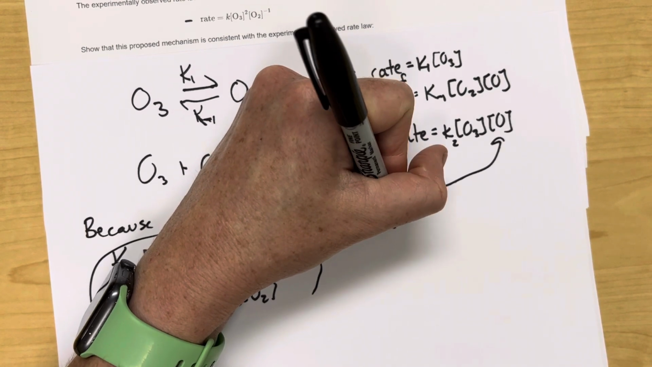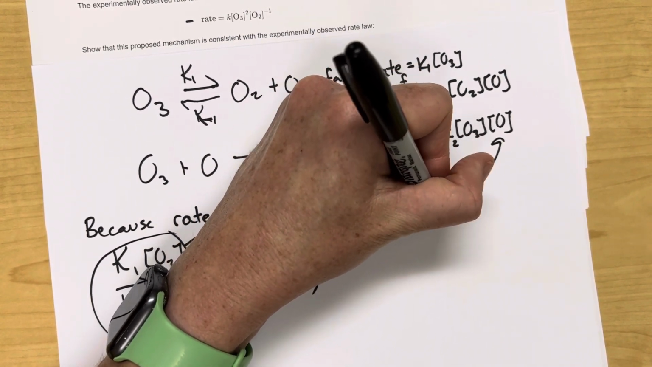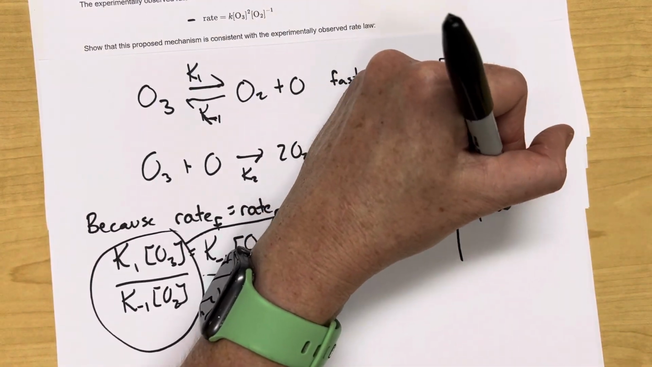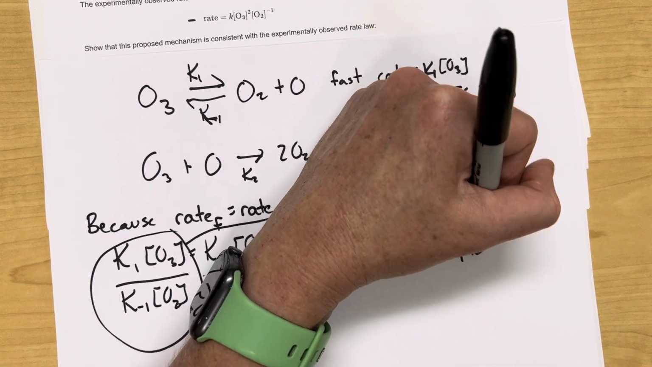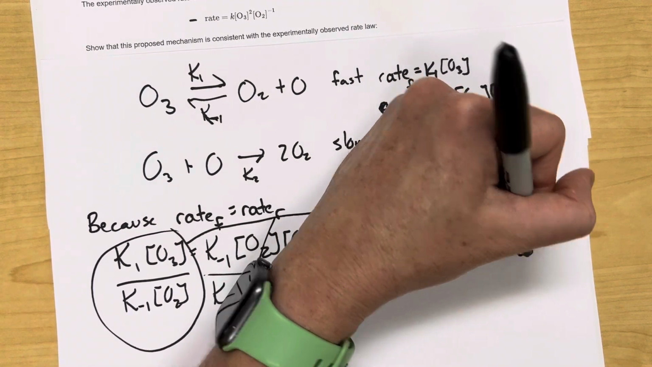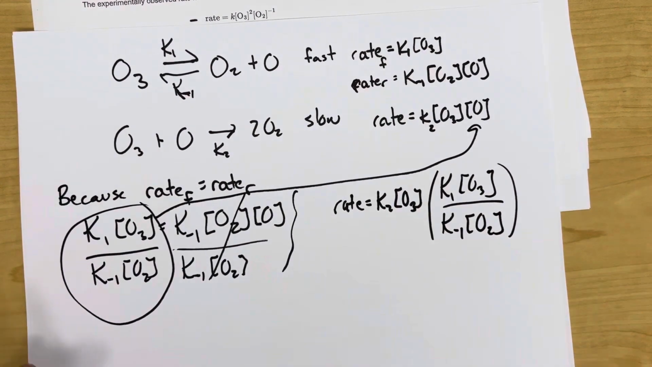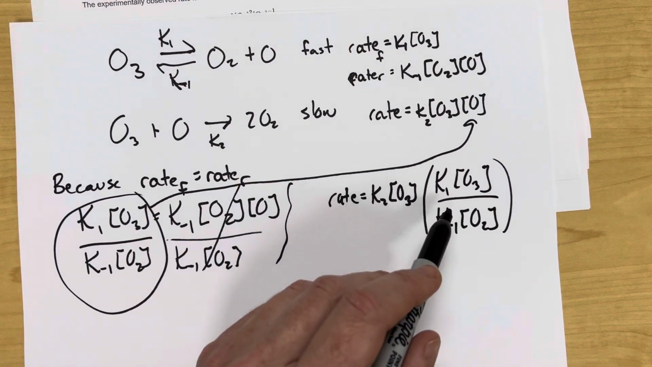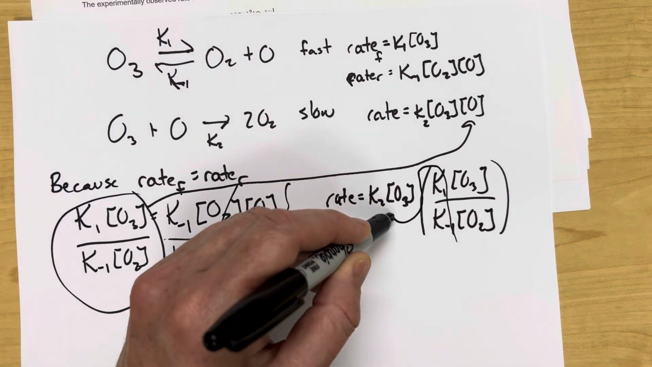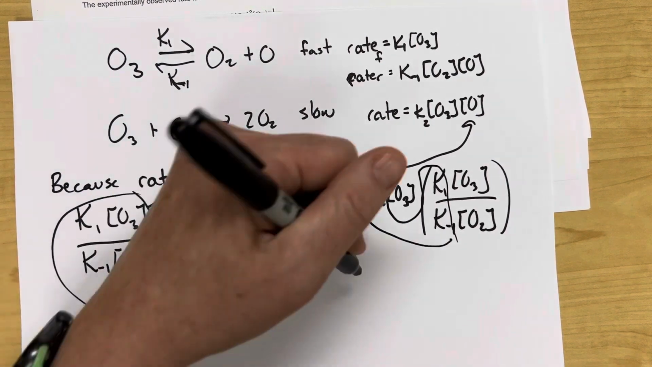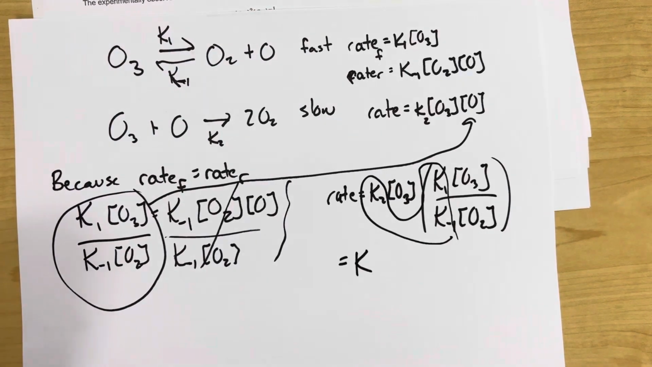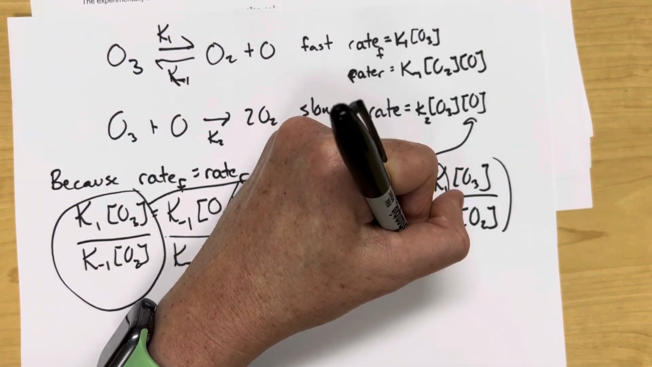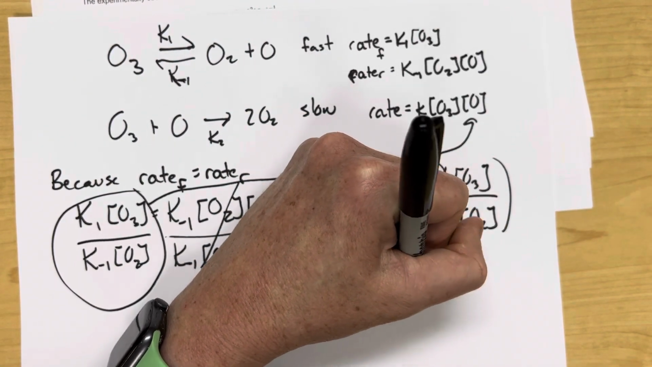We have rate equals K2 times O3, and now this whole thing is going here. K1 times O3 over K reverse times O2. All right, now the beautiful thing, you have K2, K1, and K negative 1. You could just mush these all together. We don't know any of them, and we can just call them all K. And now we just have an O3, an O3, and an O2.